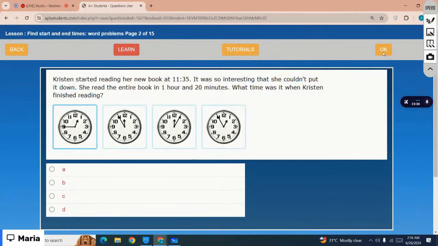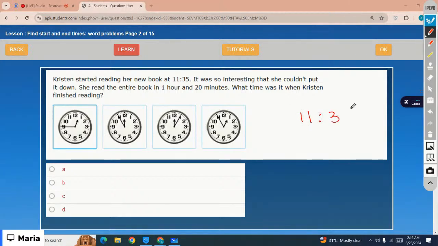Christine started reading her book at 11:35. It was so interesting that she couldn't put it down. She read the entire book in 1 hour and 20 minutes. What time was it when Christine finished reading? Which is the correct option? She started at 11:35. You have to add 1 hour 20 minutes to 11:35.